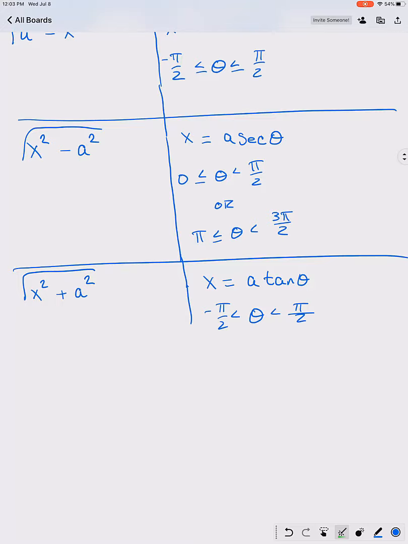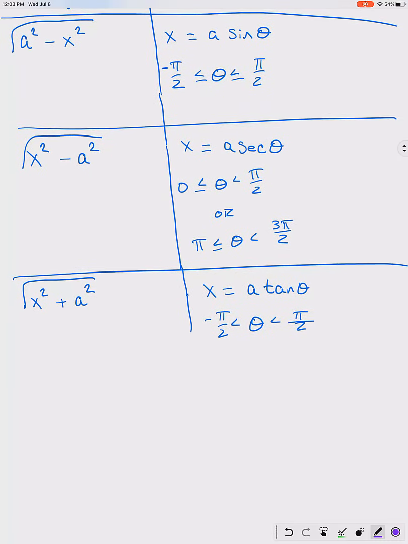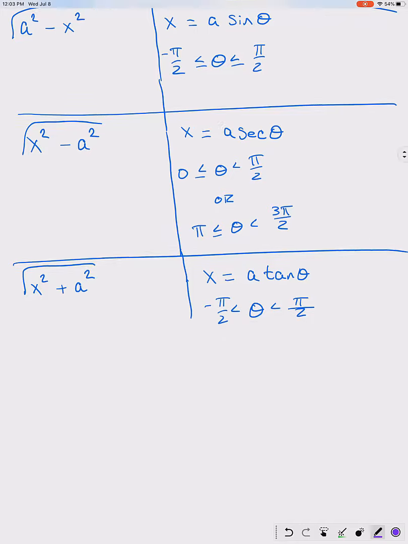And then finally, I have the situation with x squared plus a squared underneath the square root. And in that situation, I'm going to use the substitution x equals a times the tangent of theta. And again, I must restrict the domain of tangent to make this a one-to-one function, and I'm going to restrict tangent to be between negative pi over 2 and pi over 2, not including the endpoints. So what I would like to do is work out how each of those three situations simplifies to our benefit. So let's do the first one.